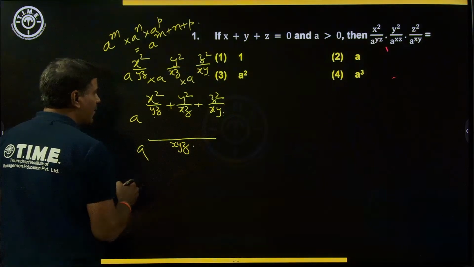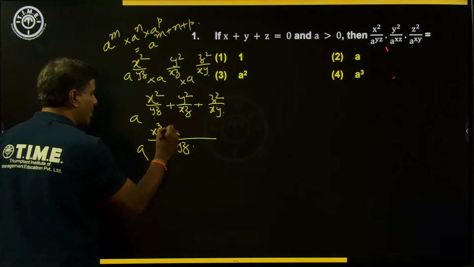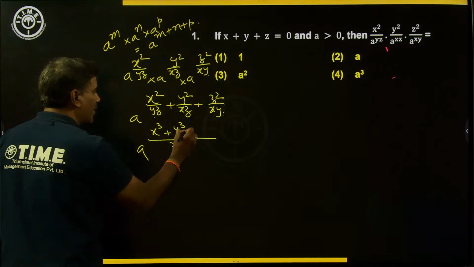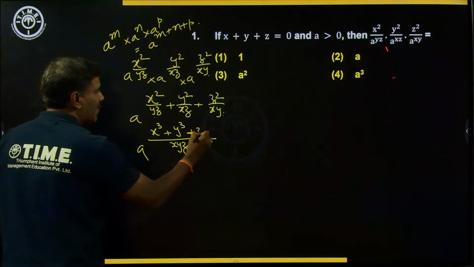Yz in xyz will go how many times? x times. x into x square becomes x cube. Similarly, xz will go y times, so y into y square becomes y cube. And xy will go z times, so it will become z cube.